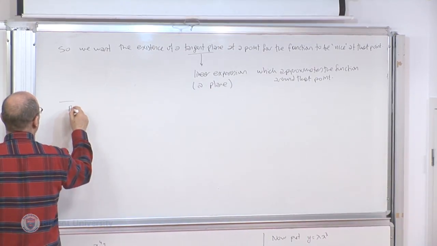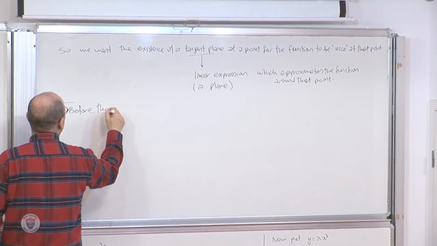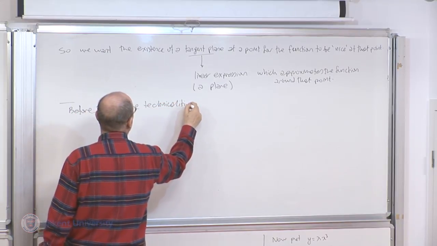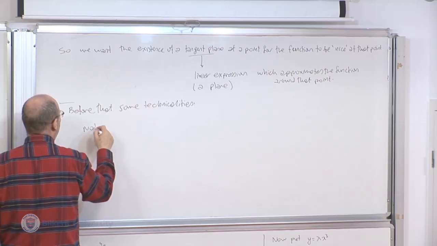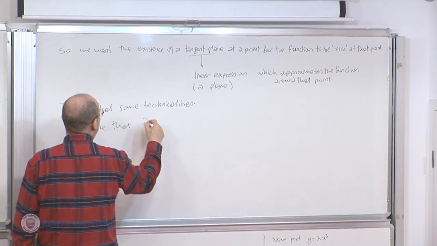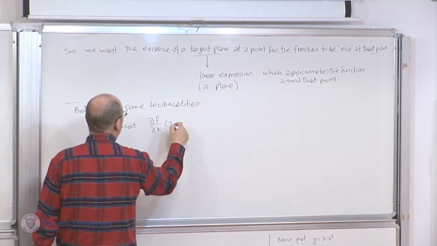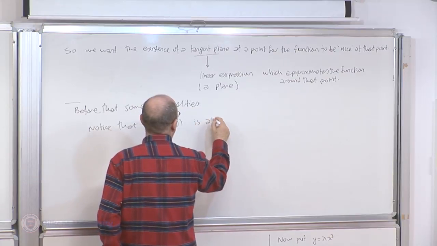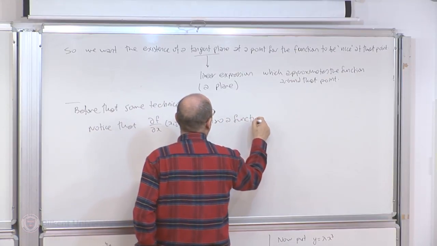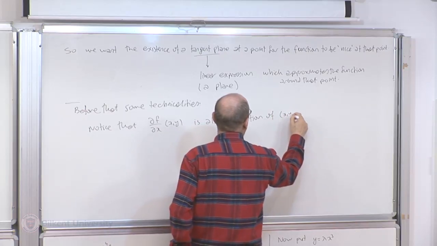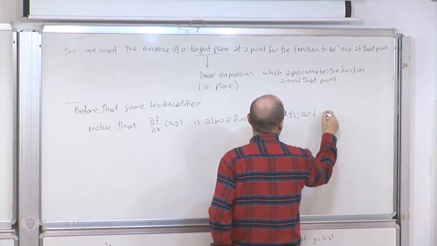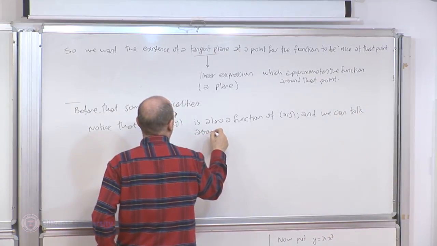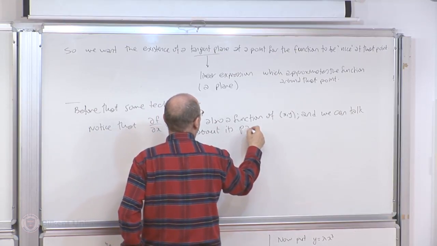So before that, some technicalities. So notice that the partial derivative of f with respect to x evaluated at an arbitrary point is also a function, also a function of x, y, and we can talk about its partial derivatives.